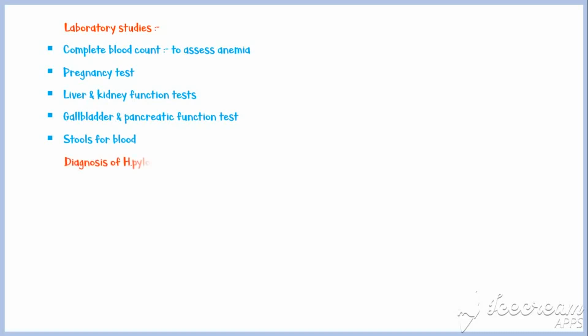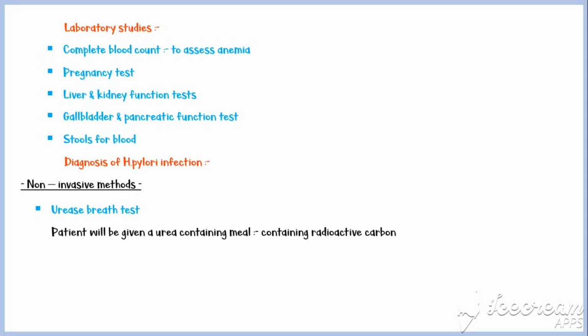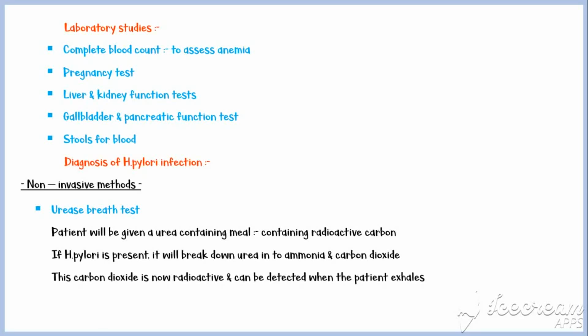For the diagnosis of Helicobacter pylori infection, both non-invasive and invasive methods are available. One of the widely used non-invasive methods is the urea breath test, where the patient is given a urea-containing meal. In this meal, urea contains radioactive carbon. If Helicobacter pylori is present, it will break down urea into ammonia and carbon dioxide. This carbon dioxide is now radioactive and can be detected when the patient exhales.